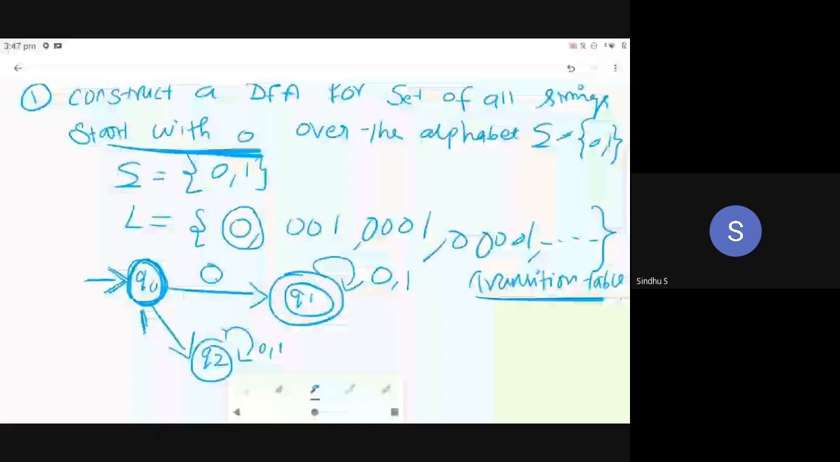Listen to this. As I told you already, whenever you are asked to construct a DFA, you should construct the state diagram, and then you should draw a transition table. Sometimes they will also give you an input to check whether it will be accepted by the machine, and that will be proved with the help of the transition function. Fine. Just listen to this. How will you draw the transition table? Any idea?